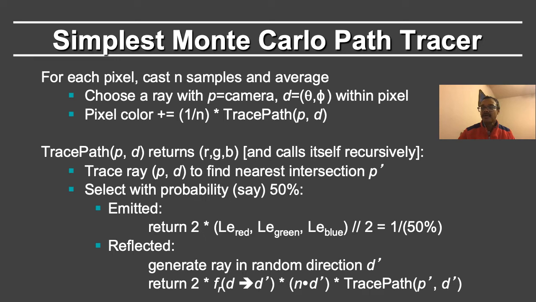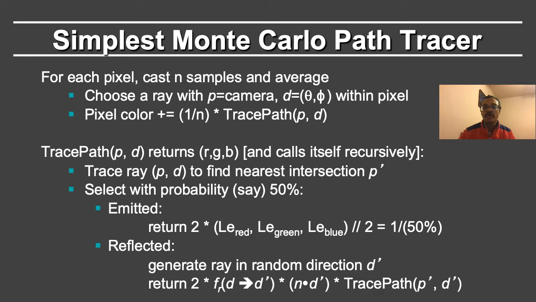Here's the simple Monte Carlo path tracer. For each pixel separately, you cast n samples and average. You choose a ray with the origin being the camera and a direction corresponding to a location within the pixel. So you can pick a random location within the pixel. The pixel is a square. That will give you a particular direction that you can denote with theta and phi. The pixel color is simply 1 over n times the color obtained by tracing that path through the scene. Effectively, this is Monte Carlo integration.